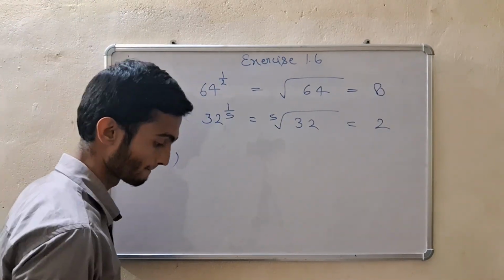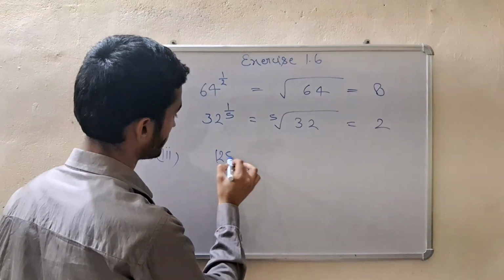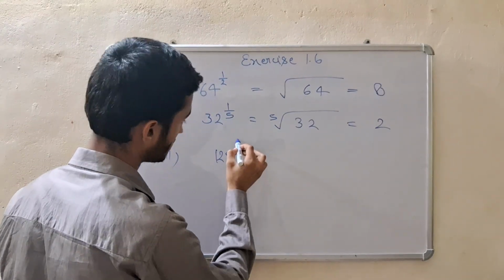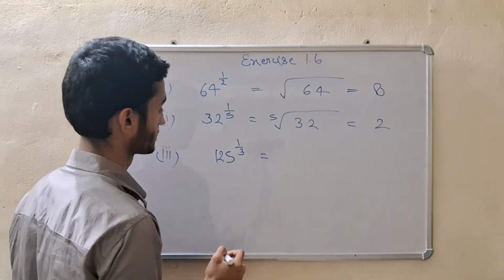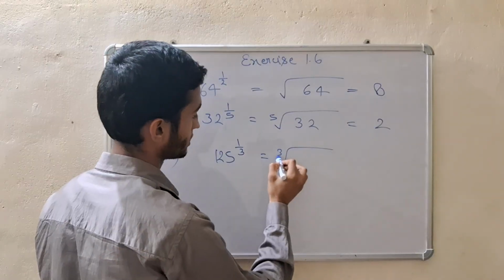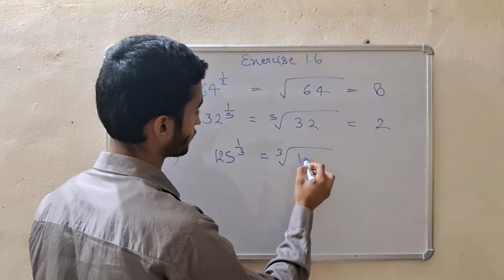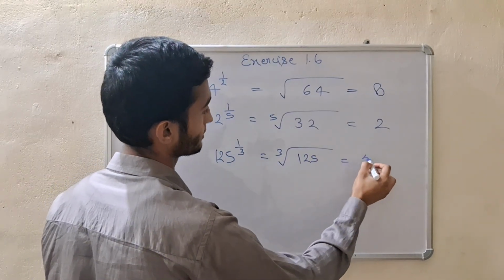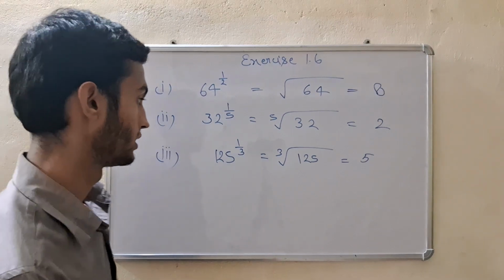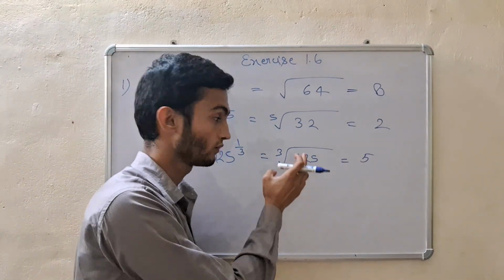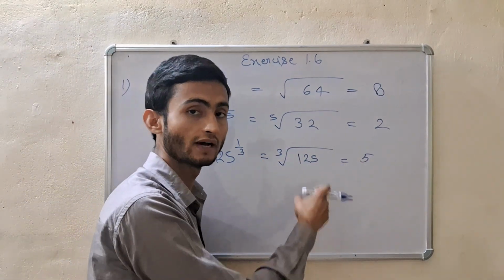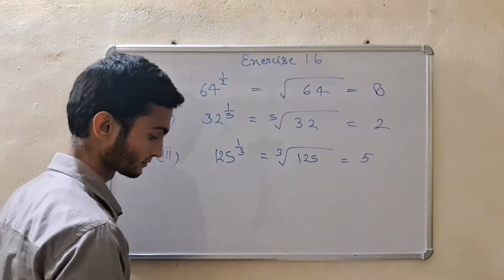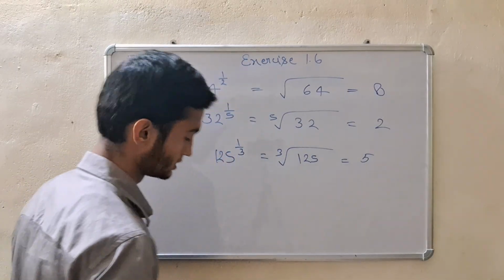Now the third one: 125 to the power 1 upon 3. Now it is asking us to find the cube root of 125, and that is nothing but 5. You know this. So 5 cubed is 125. So the cube root of 125 is 5. Okay, so just 3 questions.